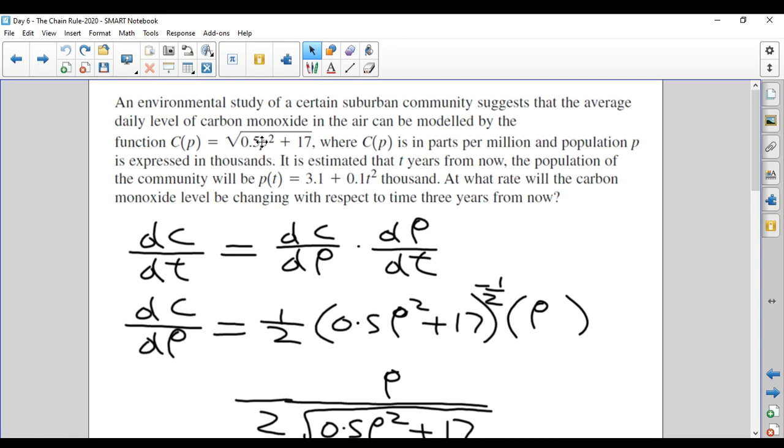But we're just going to use the chain rule. The chain rule says if we want dC/dt, which is what we want, then we take dC/dP, the relationship between population and carbon emissions, and multiply that by dP/dt, the relationship between population and time. If we multiply those two relationships together, we should end up with dC/dt, which is ultimately what we want, because we're asking about the rate of emissions with respect to time. So in 3 years from now, what's the rate of emissions? So we're going to do that.